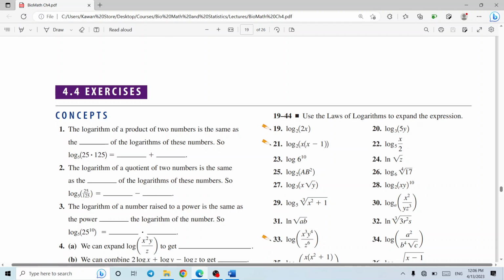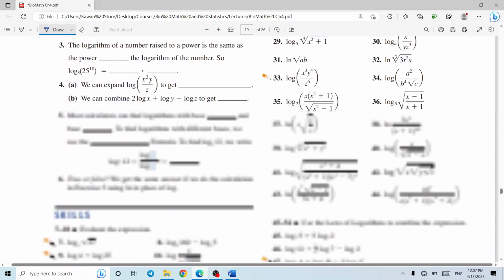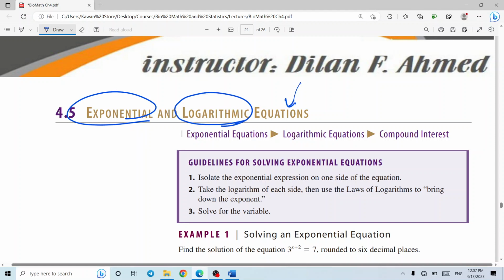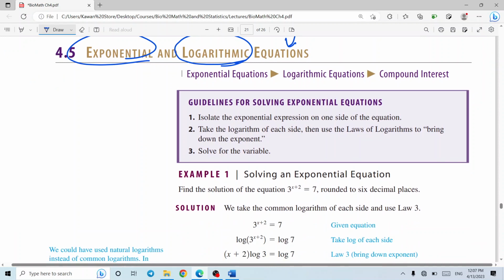So look at here. We have also equations. This is still 4.4. Now we have an equation. You can see from here exponential and logarithmic equations. So here's the point that I am going to show you. Look at the guidelines for solving exponential equations.